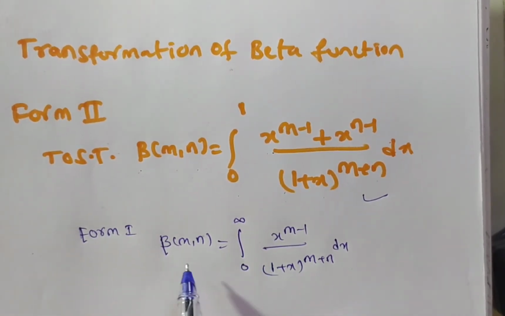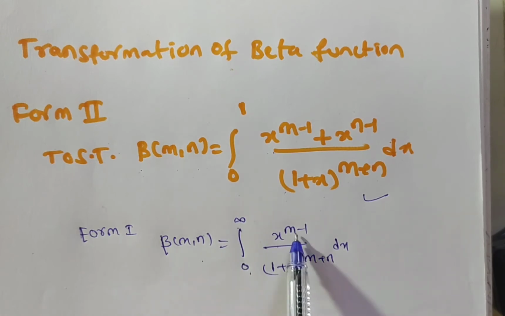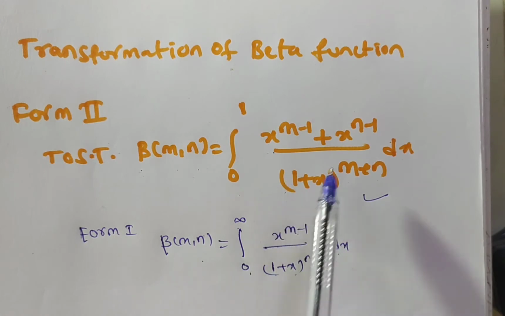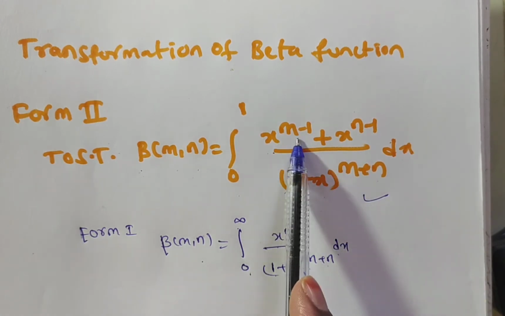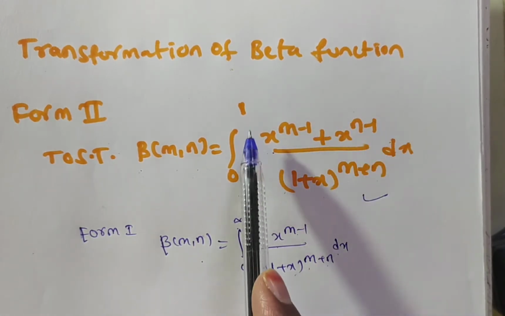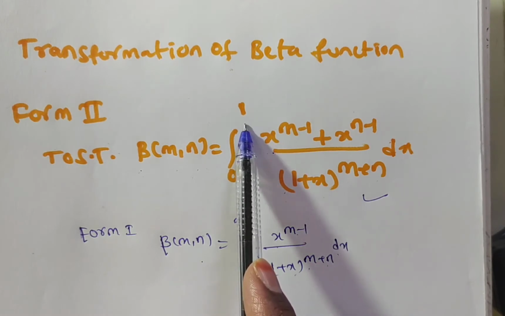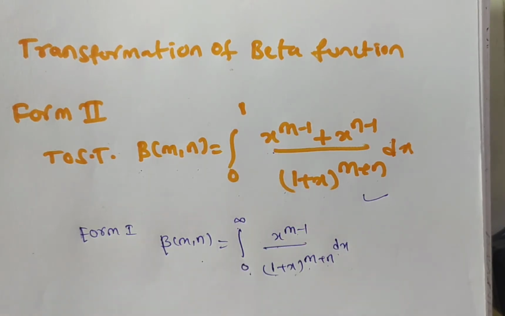Form 1 is: beta of m comma n equals integral 0 to infinity of x power m minus 1 by (1 plus x) to the power of m plus n dx. You see the difference is here. Here you have x power m minus 1, x power n minus 1. You remove this term, and instead of 1 the upper limit is infinity. That is the standard form, form 1. Now from this we have to get this one.